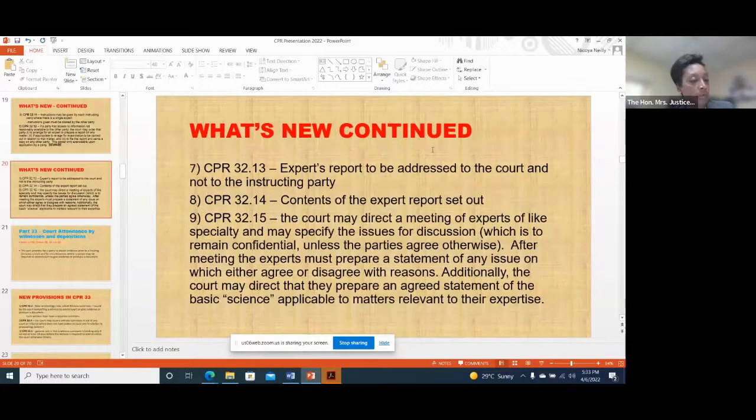On an application for relief from any sanction imposed for a failure to comply with a rule, practice direction, or court order, the court will consider all the circumstances of the case so as to enable it to deal justly with the application, including the need for litigation to be conducted efficiently and at proportionate cost, and to enforce compliance with rules, practice directions, and orders. And the application for relief must be supported by evidence. Okay, and of course, there may also be court sanctions.